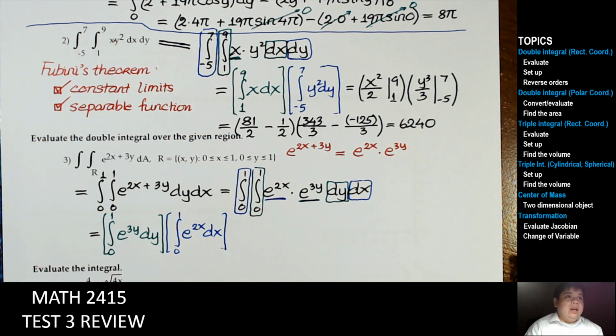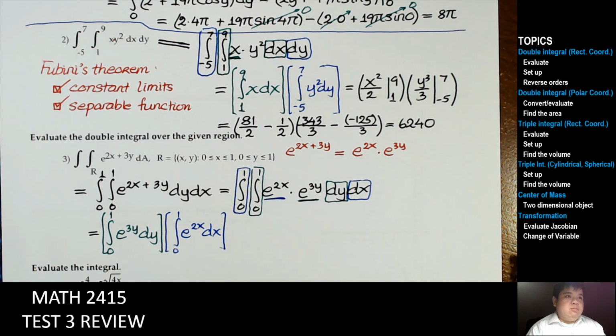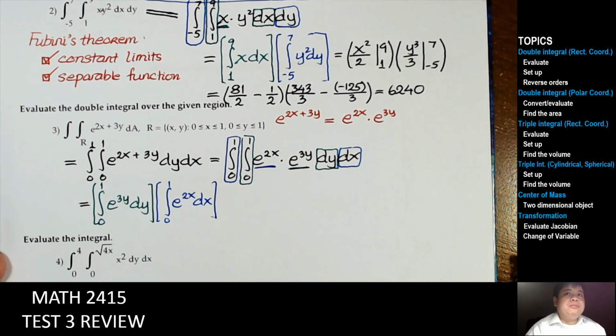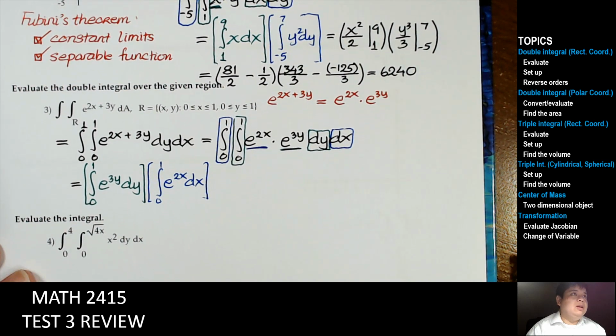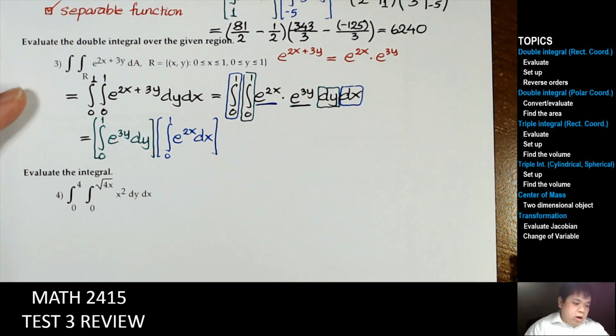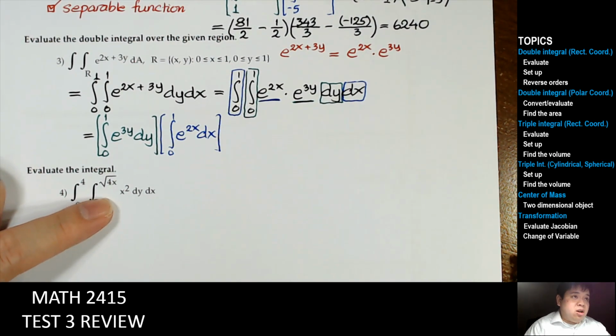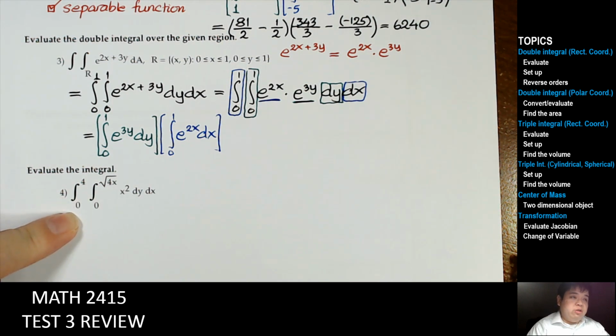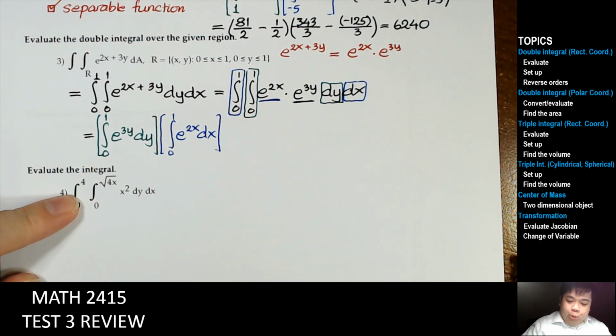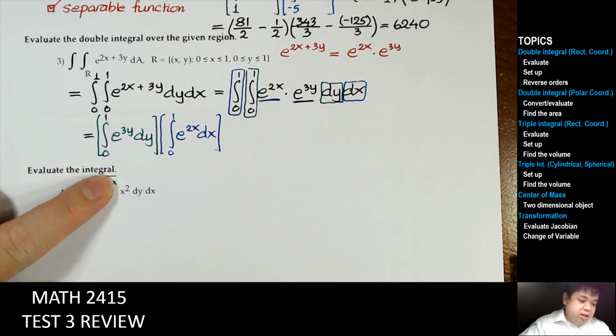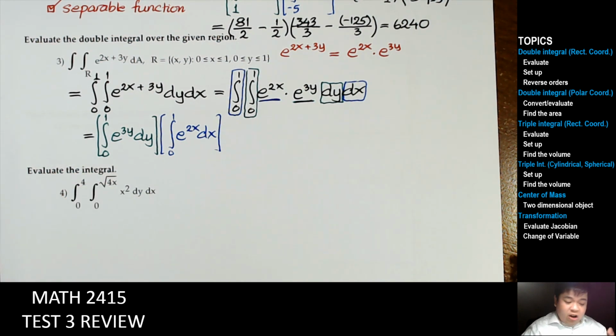Right. I'll let you do the rest. Just integrate this, and then find the product. That should be simple. I'll just leave you at that. The next one, the limit is not a constant, so this one is definitely not Fubini's theorem. We cannot use Fubini's theorem here simply because the limit here has the x, not constant.